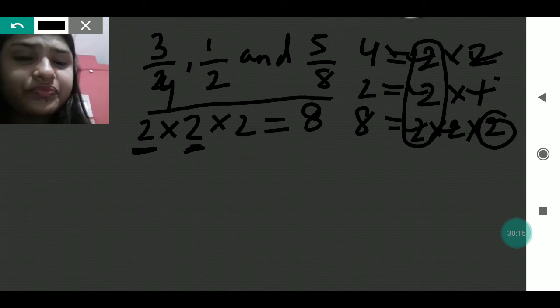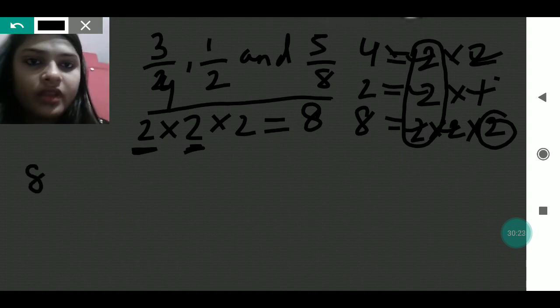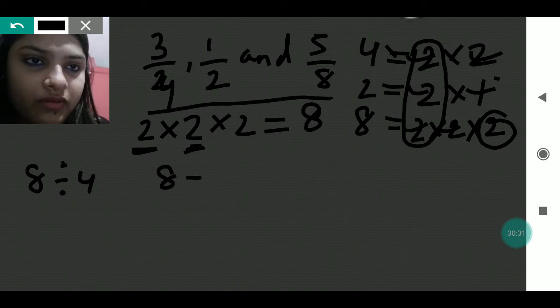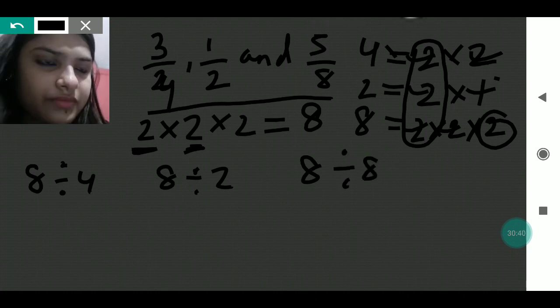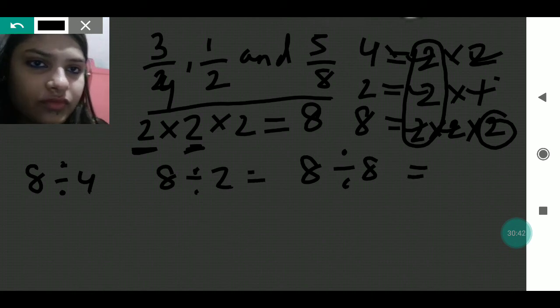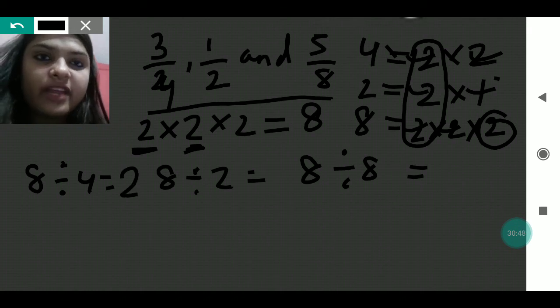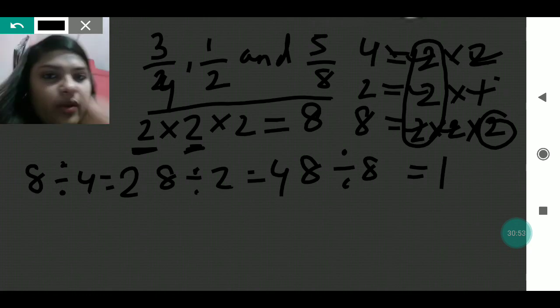Now we have to divide 8 with all the denominators, like 8 divided by 4, 8 divided by 2, and 8 divided by 8. 8 divided by 4 is 2, 8 divided by 2 is 4, 8 divided by 8 is 1. Now you tell me what you will do.